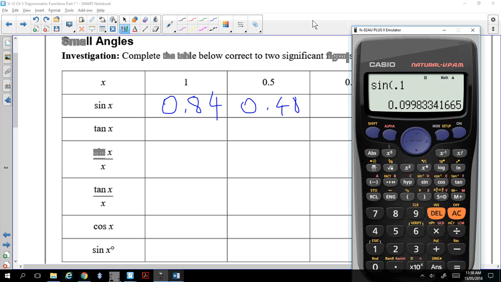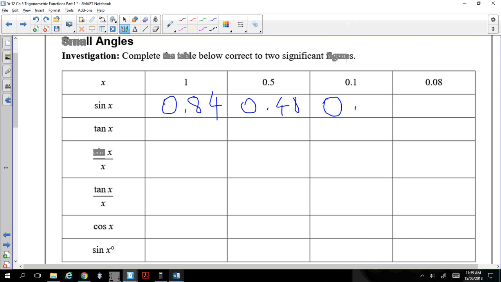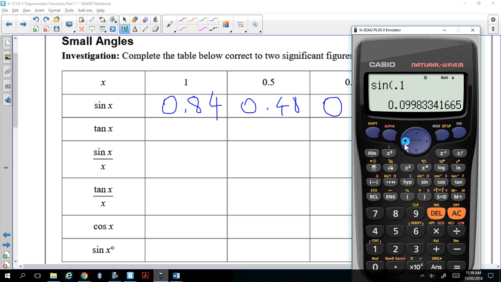To two significant figures, that will be 0.10. And then we'll do the next one, 0.08. We get 0.08.